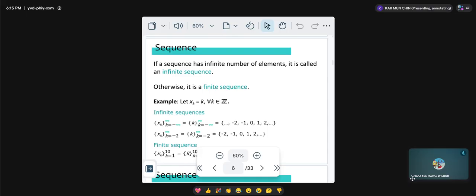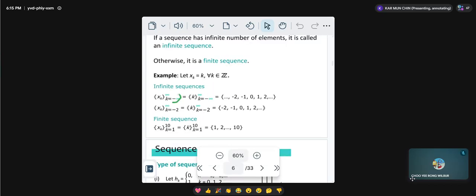If a sequence has an infinite number of elements, it is called an infinite sequence. Otherwise, it is a finite sequence. For an infinite sequence, we can start from negative infinity to infinity. If you want to write this sequence out, it will start with dot dot dot because you're not sure where it starts, as it is negative infinity. From xk, you will know it is the k-th term, while k goes from negative infinity to infinity.